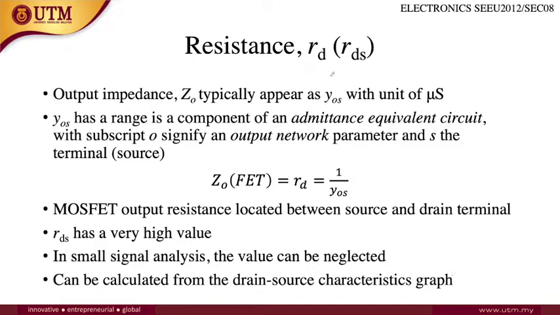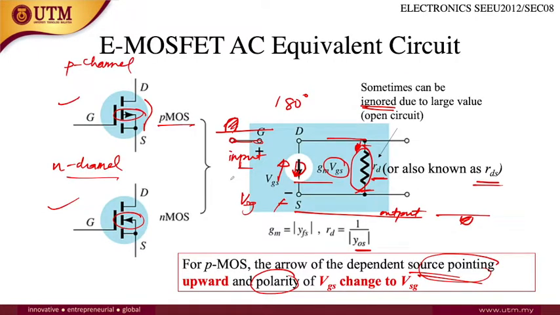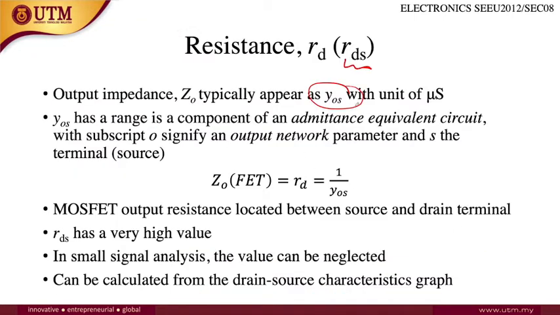So what is the resistance RD, also known as RDS? The output impedance ZO typically appears as YOS inside the specification sheet. This is usually mentioned as input impedance ZI, and this is mentioned as output impedance ZO. So ZO is usually represented as YOS, with the unit of microsiemens.